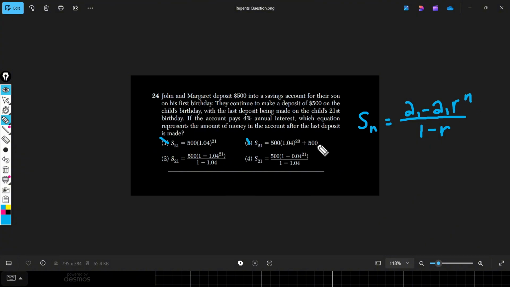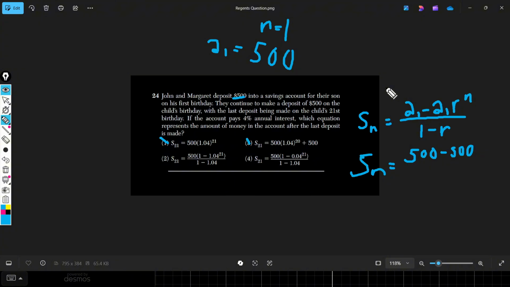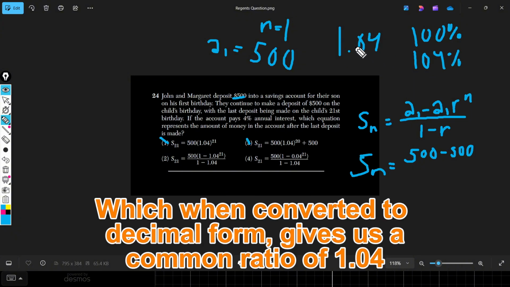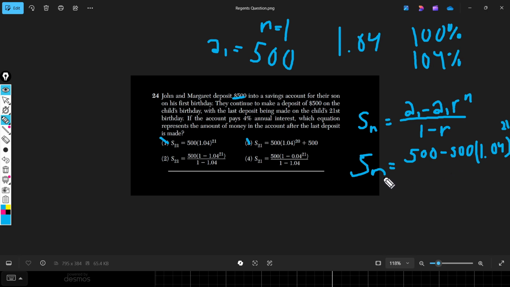So if this were written as a sequence, we know the first term would be $500, which helps us out with these ones. Now r, the common ratio, what is it going up by? Well, we're given that there's a 4% annual interest rate, which means every year, every term, it will be increased by 4%. Let's say our base is 100%. It doesn't go up or down. In this case, we're adding the 4% to that, which gives us 1.04. That's what we're multiplying by. And I'll put that to the 21st, and I should put 21 here for n, because remember it says we're going to the 21st birthday, and that does kind of look like a 5 too.